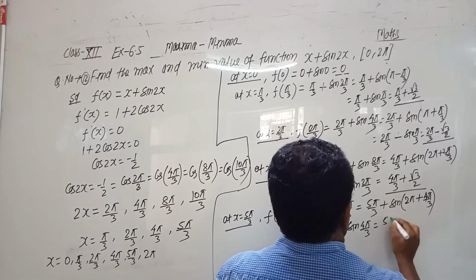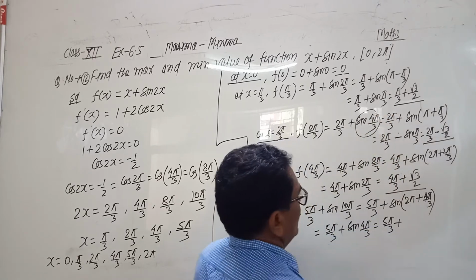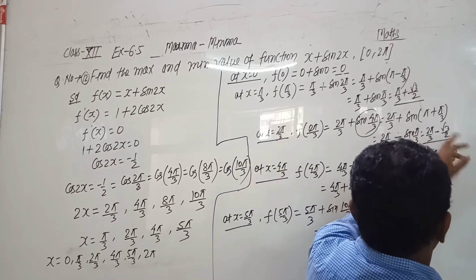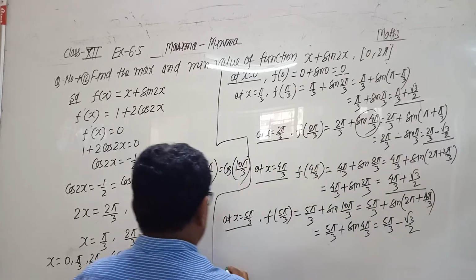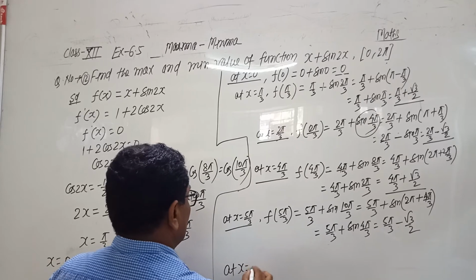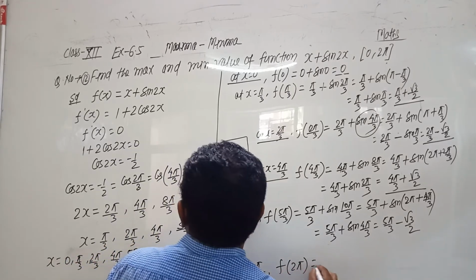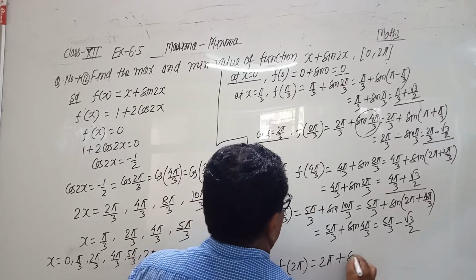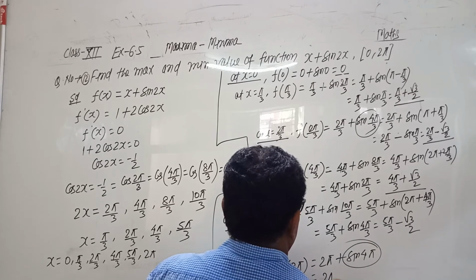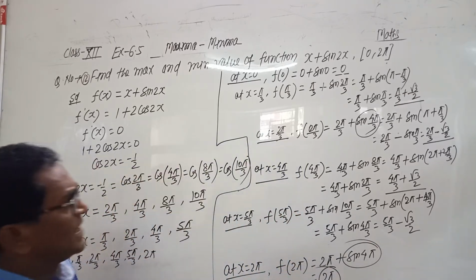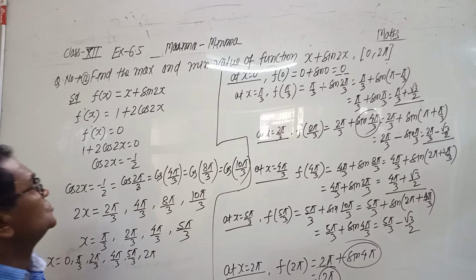So this is 5 pi by 3 and the value of sine 4 pi by 3 we calculated is minus root 3 by 2. So this becomes 5 pi by 3 minus root 3 by 2. And at x equals 2 pi we find f of 2 pi, which gives 2 pi plus sine of 4 pi, and the value of sine 4 pi is 0. So we get 2 pi. So the maximum value is 2 pi and the minimum value is 0.